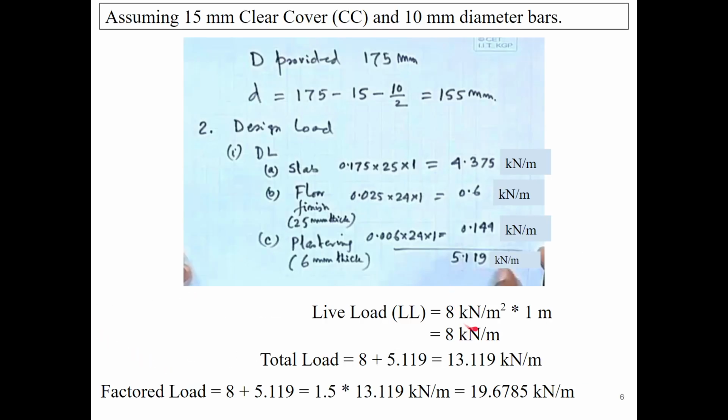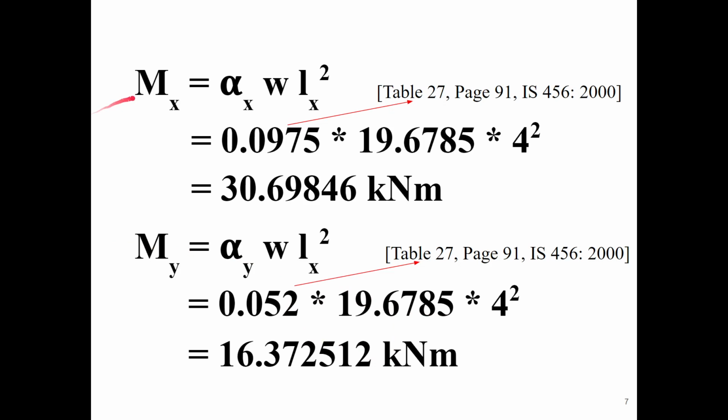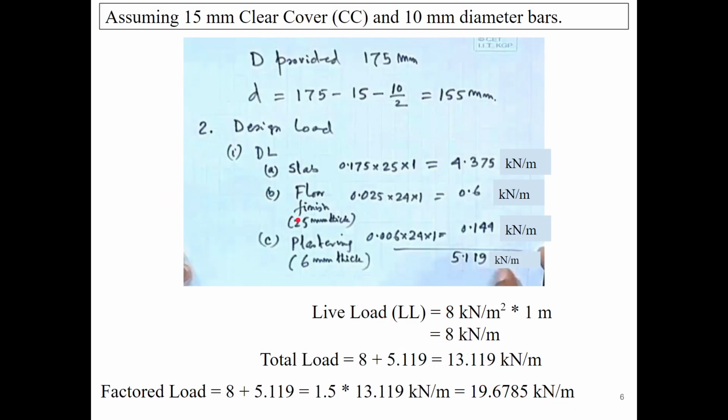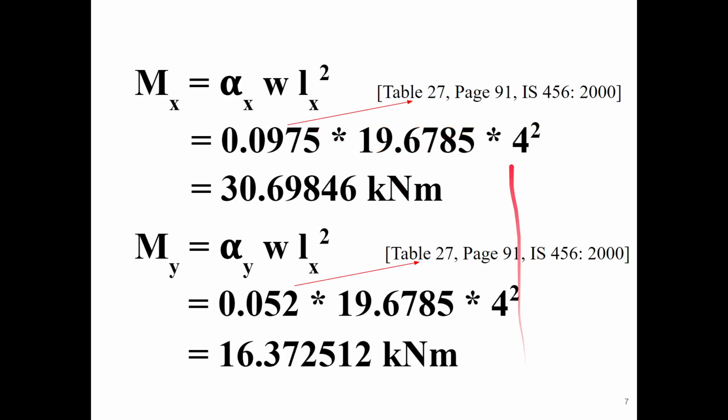So based on this, we can calculate the mx and my values for the two-way slab. As we derived in the last class, mx will be alpha x w lx square and my will be alpha y w lx square. W and lx square will be constant. W is 19.6785 kilonewton per meter and lx will be 4 meter. We will calculate alpha x and alpha y using Table 27, page 91, IS 456 2000.